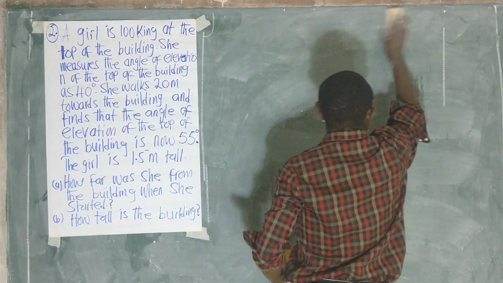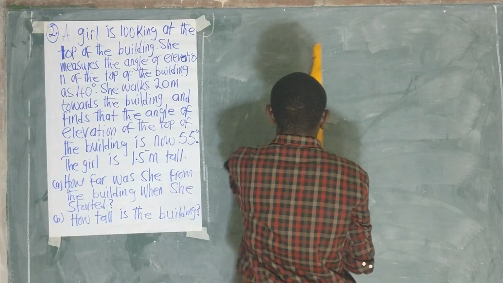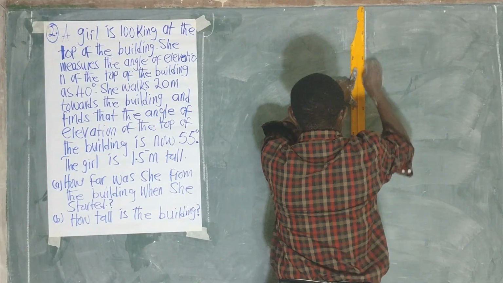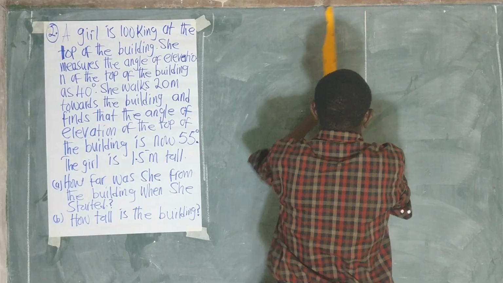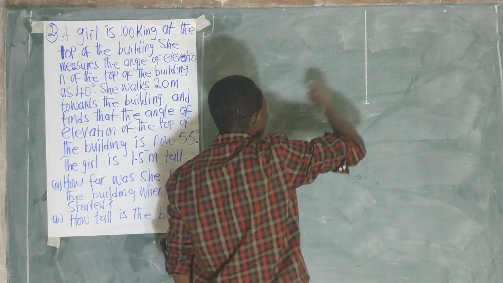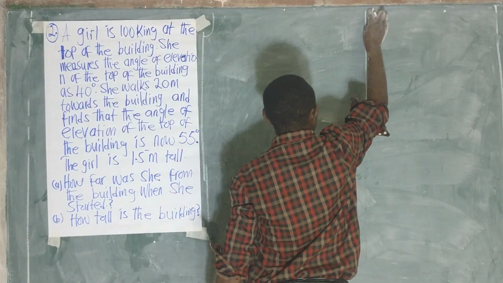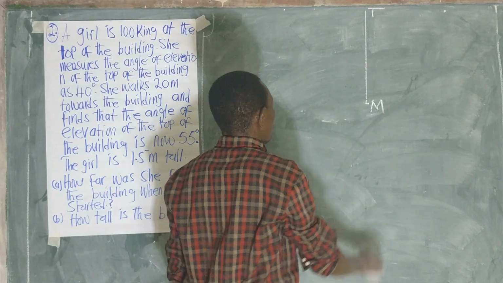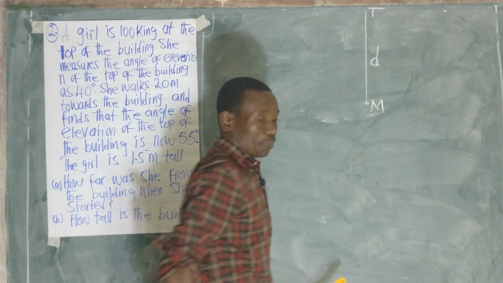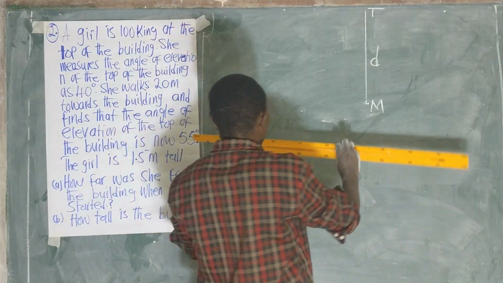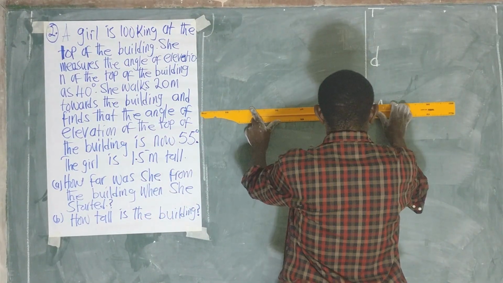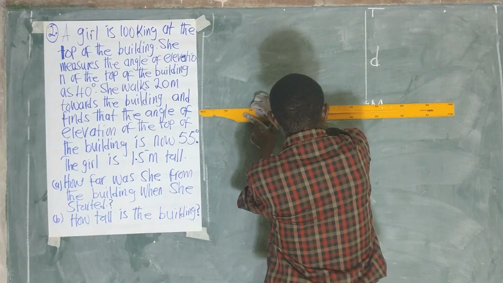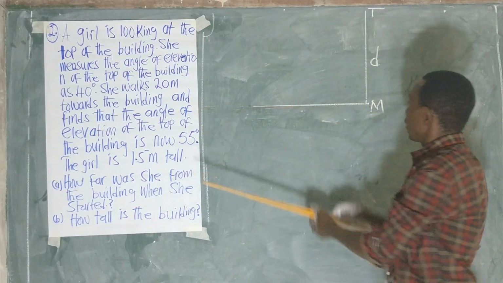Let's move this way in here. The building is represented by this line. So this is our building, the height of the building. Let's have this one as the top, represented by maybe the letter D. And the ground level where this woman is walking towards the building can be represented by this line, right?